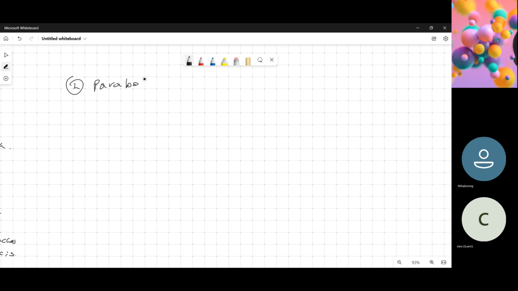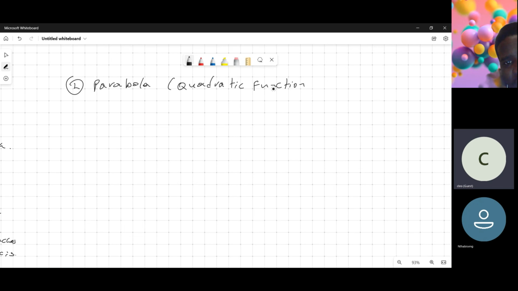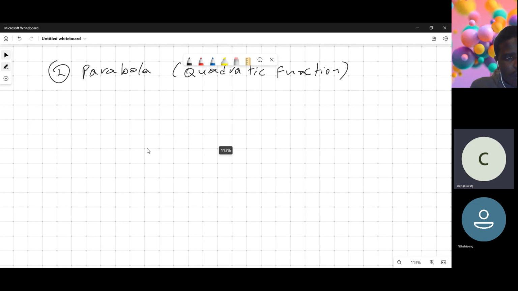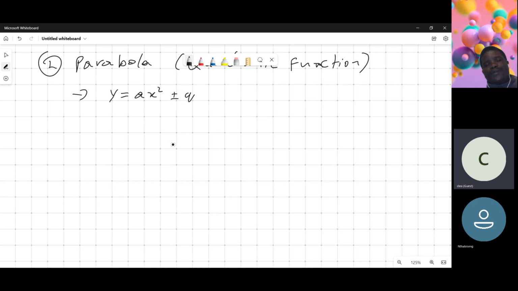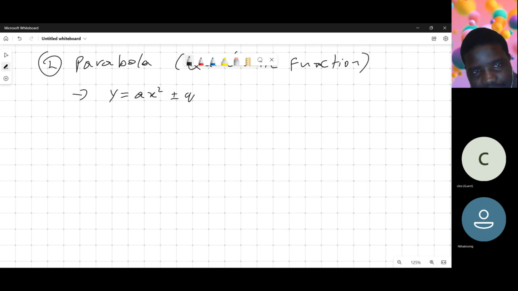Parabola or quadratic function. So we are in grade 10, and in grade 10 we will focus on the following. The equation of our parabola in grade 10 is y equals ax squared plus or minus q, or c.